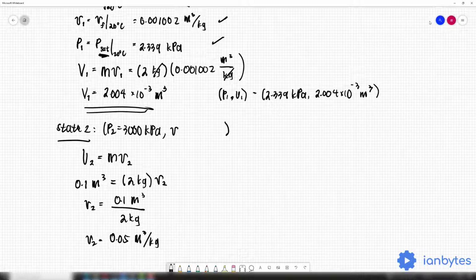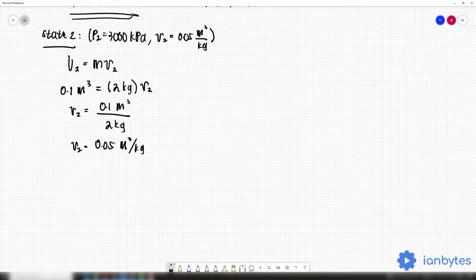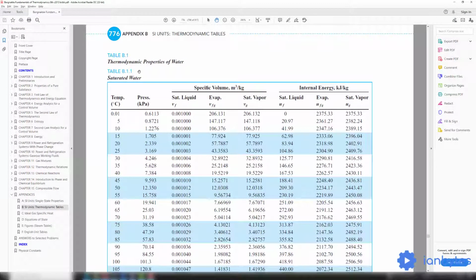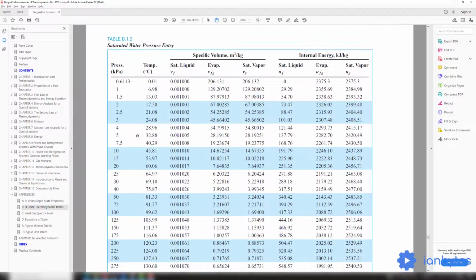Now, we have two independent parameters to fully define state 2. We can now consult our thermodynamic tables again. So let's just go there. This time, punta tayo sa saturated pressure entries, no? Para i-check kung saturated ba siya or superheated or compressed ba. Though it's unlikely that it's compressed or subcooled because we're adding heat to it. So let's go to the saturated pressure entries over here.